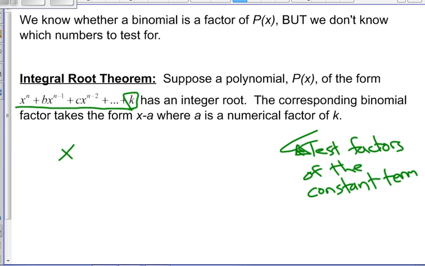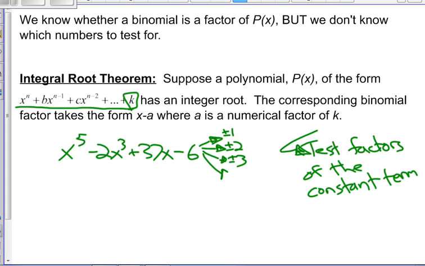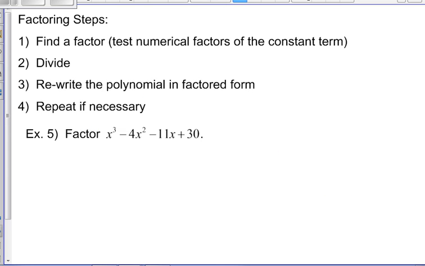If you had some polynomial that was x to the 5 minus 2x cubed plus 37x minus, I don't know, 6, here's what you do. You only test binomials that came from factors of 6. So what's 6 divisible by? Plus or minus 1, plus or minus 2, plus or minus 3, and plus or minus 6. Now that looks like a lot of things to test, but compared to infinitely many different binomials, it's a big step up. There are only 8 things to test, and you only keep testing until you find one. So let's see that in action.